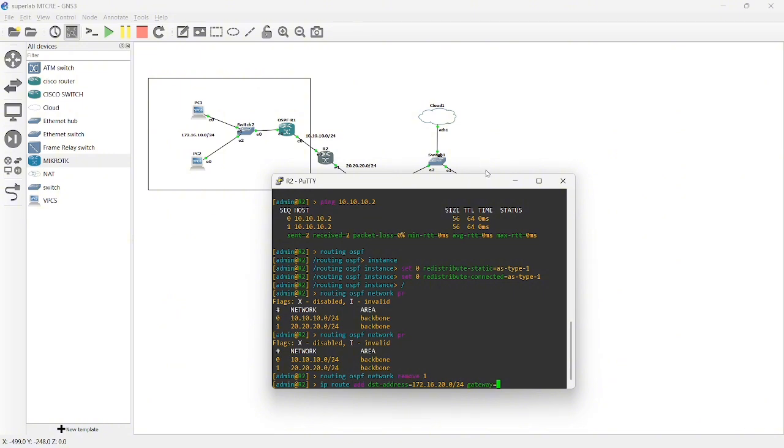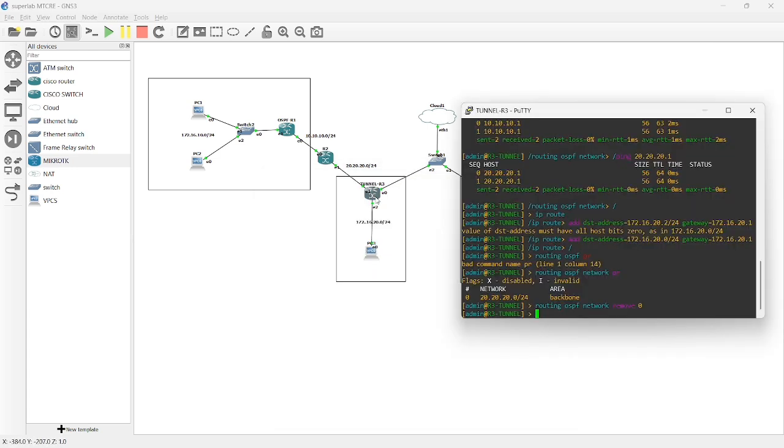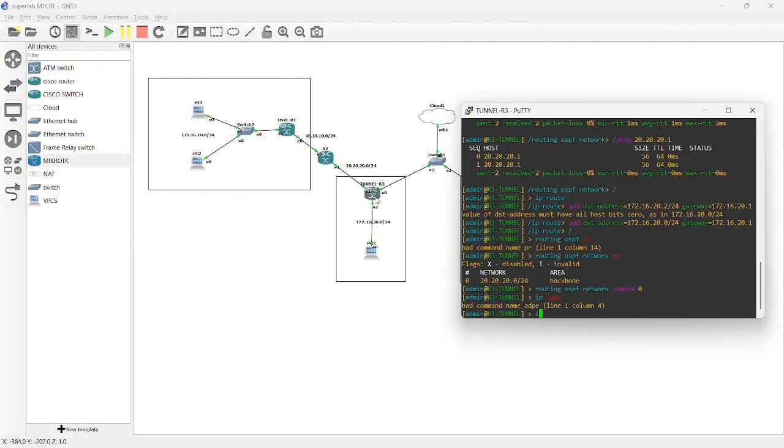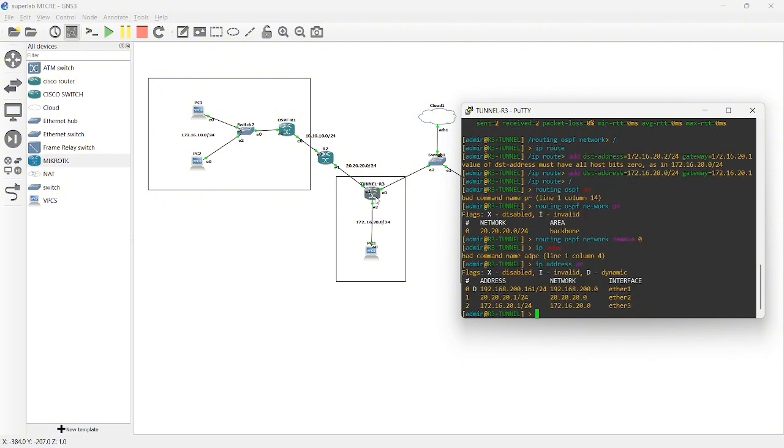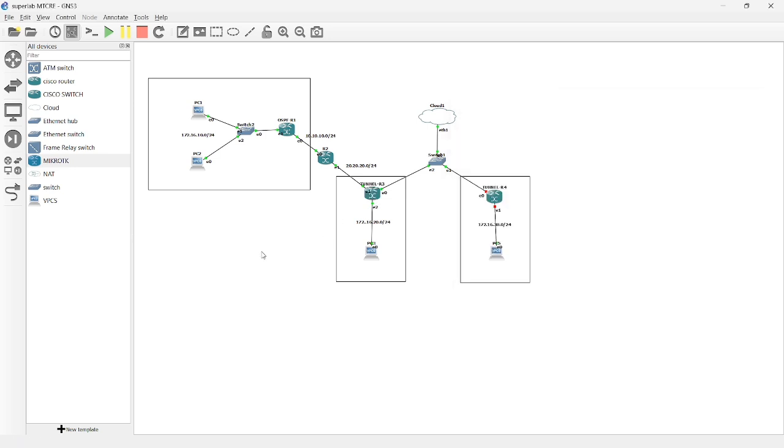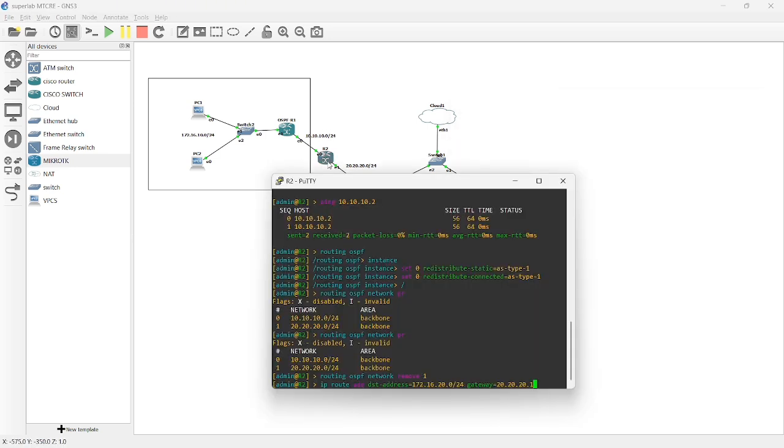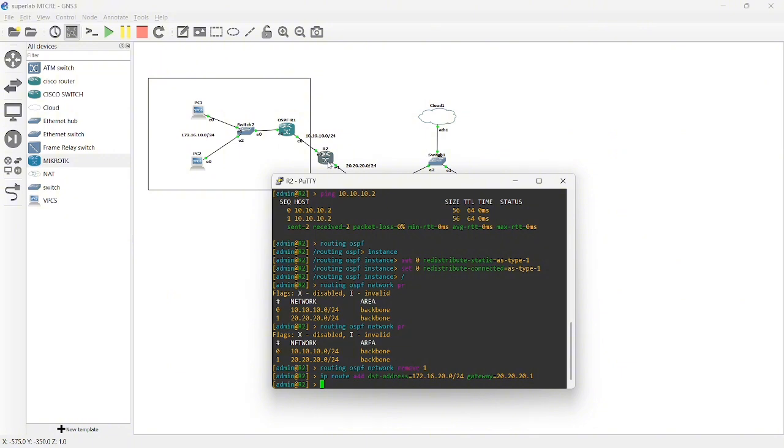Now IP route add the address toward the router PC to PC in the tunnel, and the gateway in router 3. Okay, checking the IP. Okay, good.